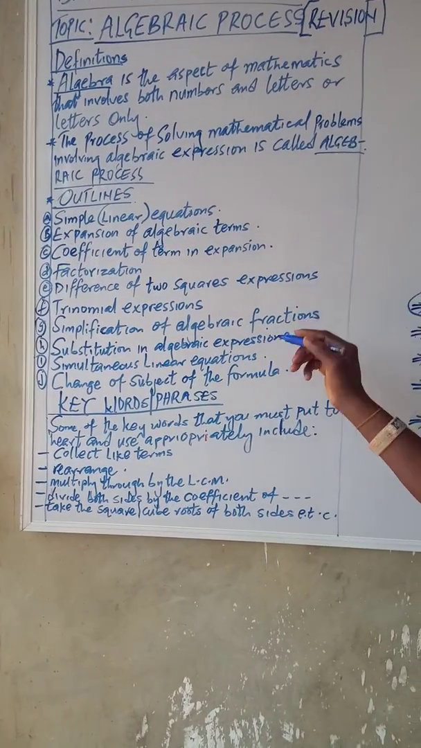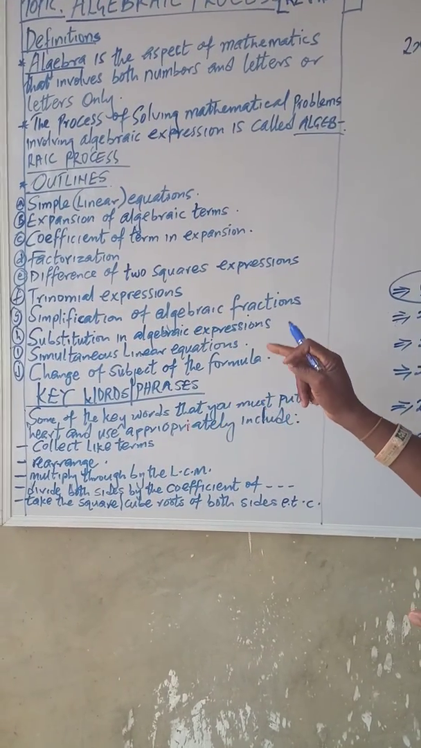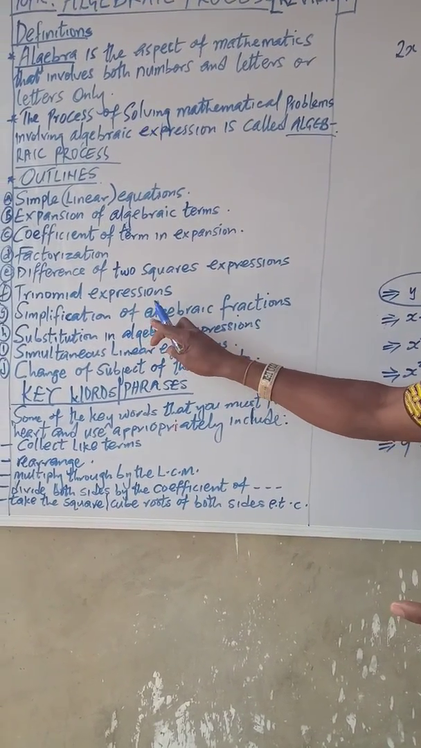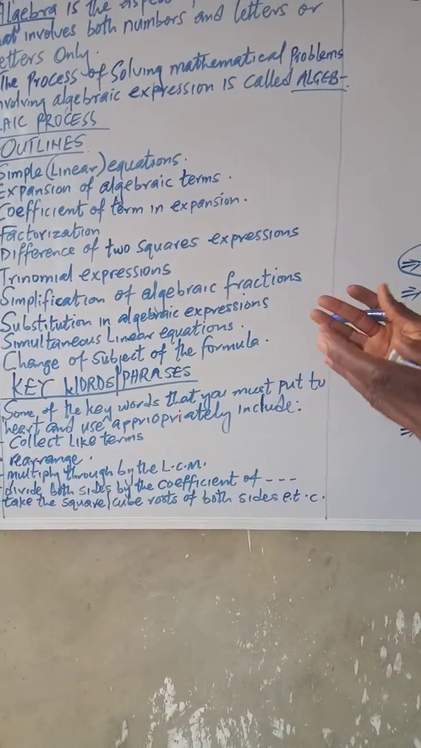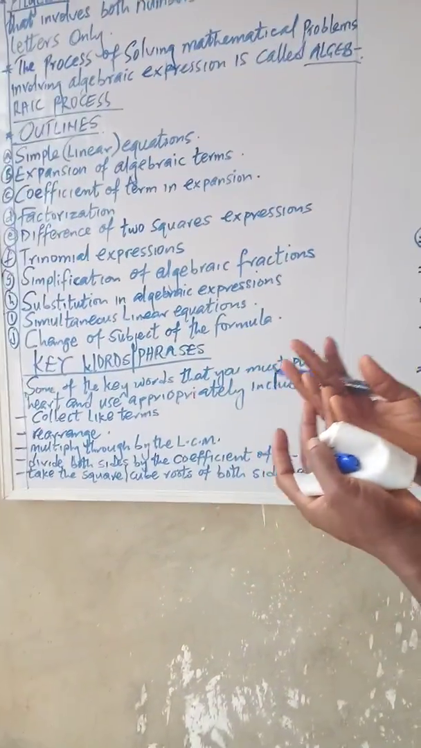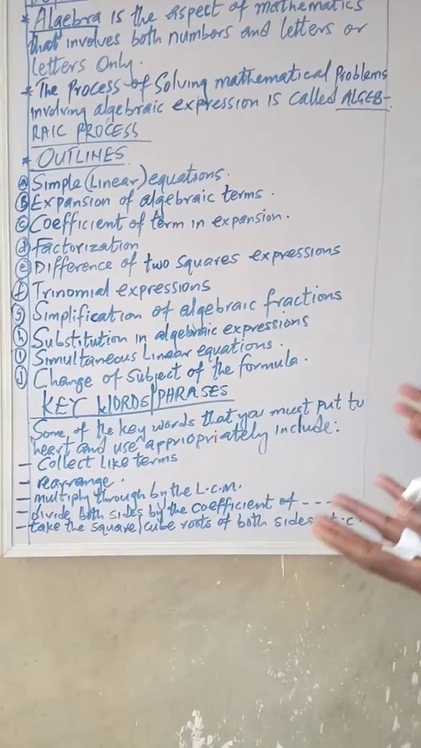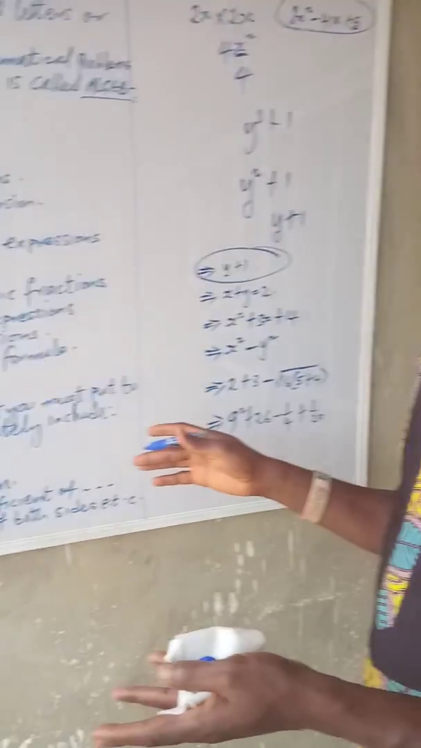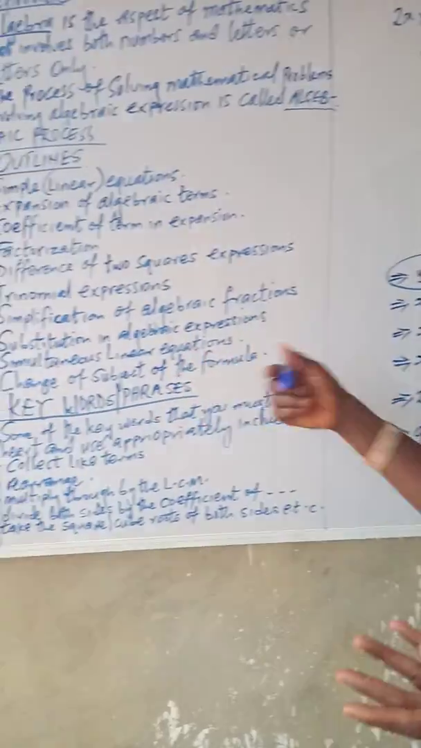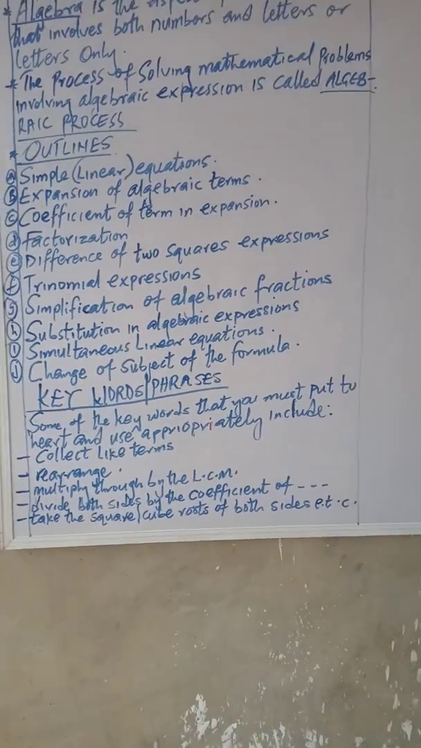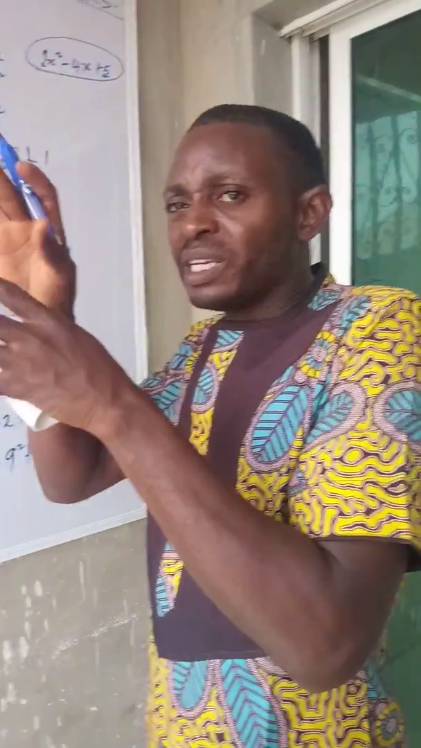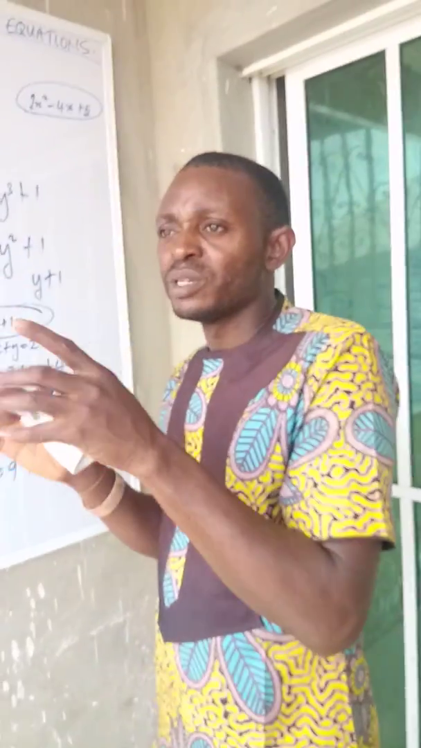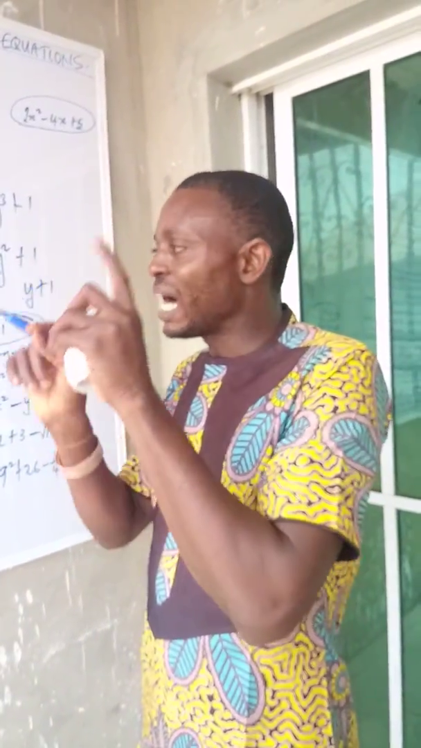Simplification of algebraic fractions. Simplification of algebraic fraction means making algebraic fractions look simpler. They will give you in a complex way, and then you would simplify it. Simultaneous linear equations. The word simultaneous means things happening together at the same time. Two things happening together at the same time.